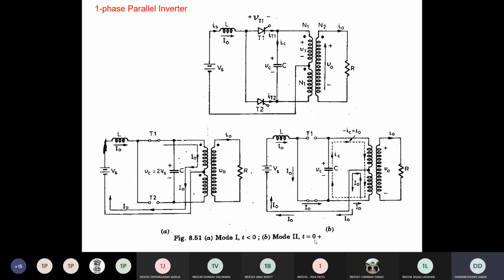At instant t is equal to 0. Any doubt till here? Yes? Anyone? Sir, please repeat once.